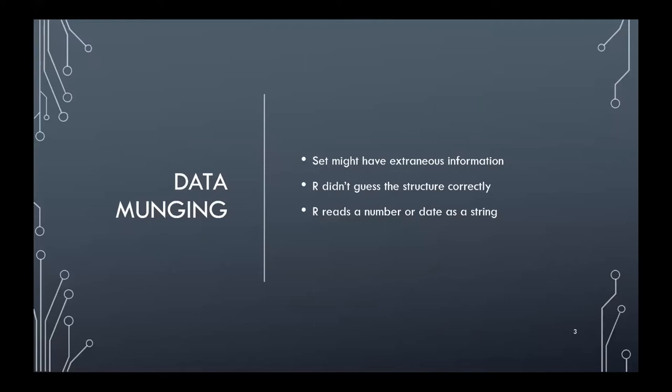Data monkeying is the act of cleaning up a data set. So the set may have extra information in it. It may have unnecessary information. It may have errors. The import into R may not have worked the way you thought, or even something as simple as, it should be a number and it got imported as a string. All of these types of import errors need to be corrected in order to get that data to work efficiently and get the information that you need.